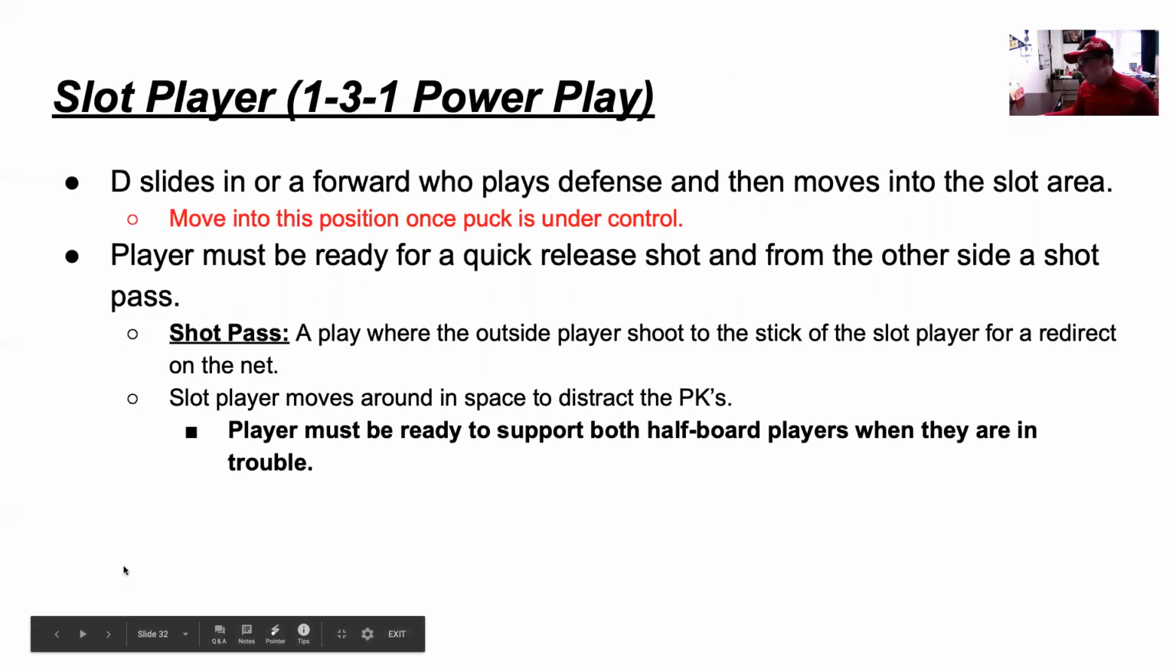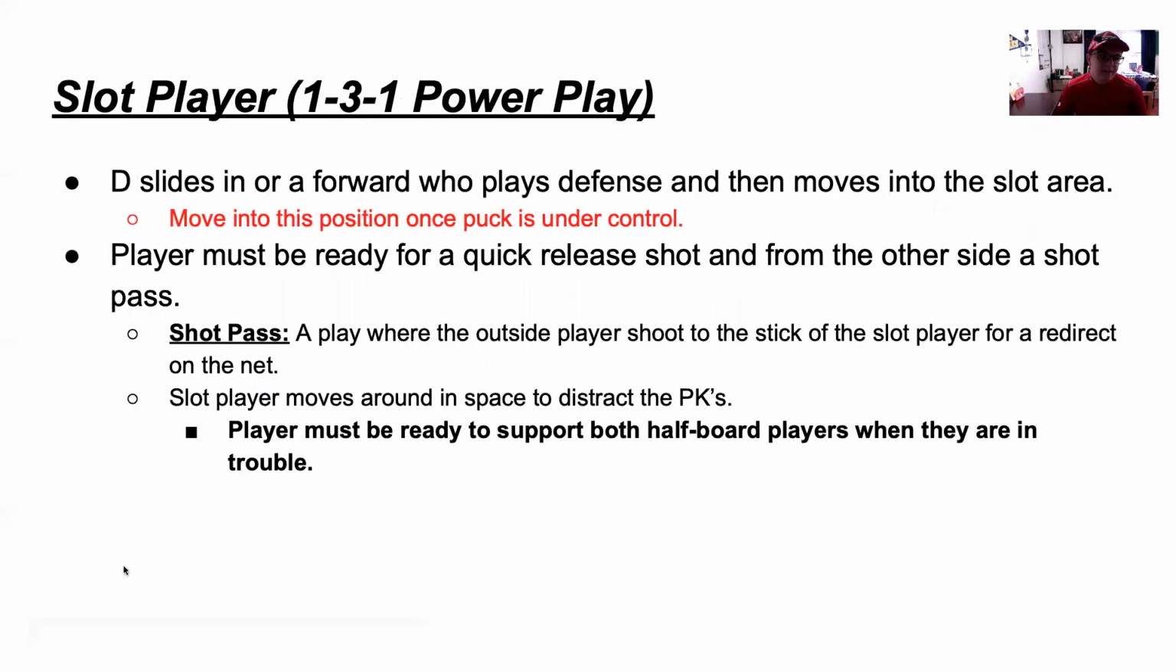Then we have the slot player on the 1-3-1. From this, the D slides in, or a forward who plays defense and then moves into the slot area. This D must move into this position once the puck is under control. The player must be ready for a quick release shot, and from the other side, a shot pass. A shot pass is where the outside player shoots to the stick of the slot player for a redirect on the net. So it's like this.